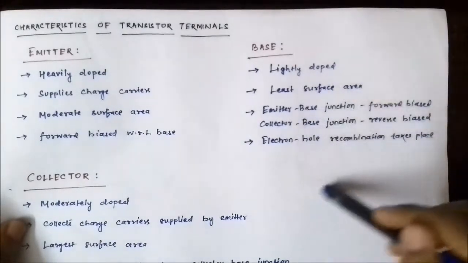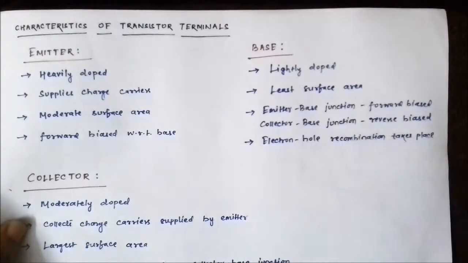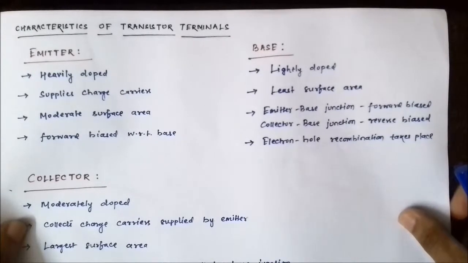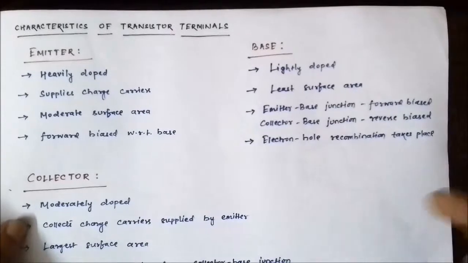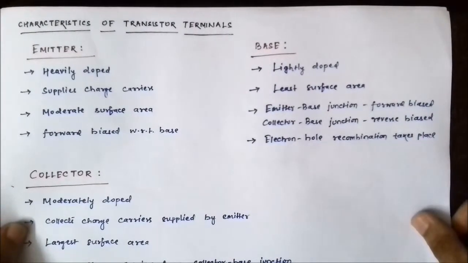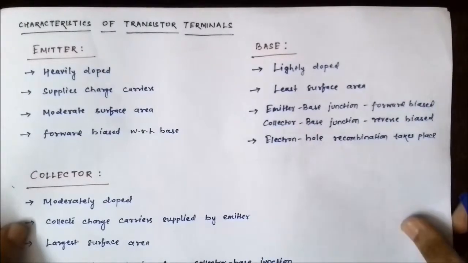Now, in the base section, the electron hole recombination takes place and a small amount of current called base current flows because of that. We will discuss those things in detail in the working of the transistor section.